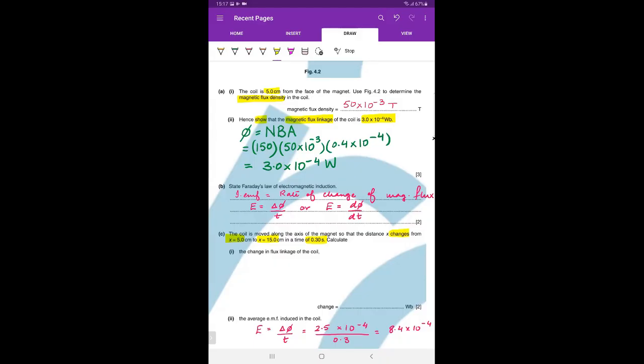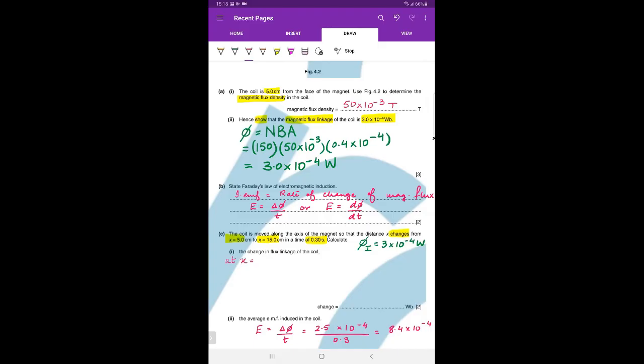So the question is asking you to calculate the change in flux linkage. Those steps में कर लेना. You have already calculated the initial value of phi when the distance was 5. So we already have half the answer. I'm copying down this answer from the top. So this was the value of phi at a distance of 5. ठीक है, अब 15 की वर्किंग कर लेते हैं.